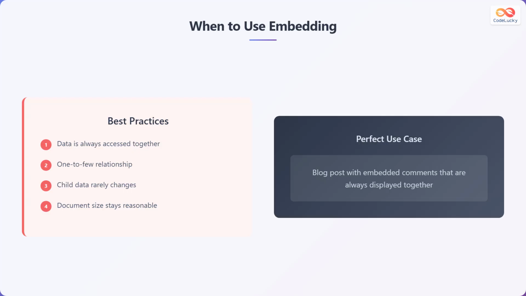Number 4, the document size stays reasonable. Embedding is suitable when the document size remains manageable. For example, a blog post with embedded comments, where the comments are always displayed with the post and are typically limited in number, is a perfect use case for embedding.